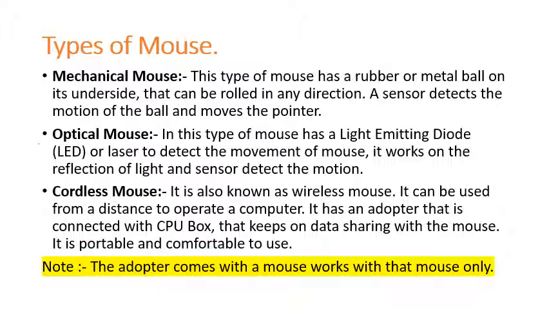The next one is optical mouse. This type of mouse has a light emitting diode, that is LED or laser, to detect the movement of mouse. It works on the reflection of light and sensor detects the motion.